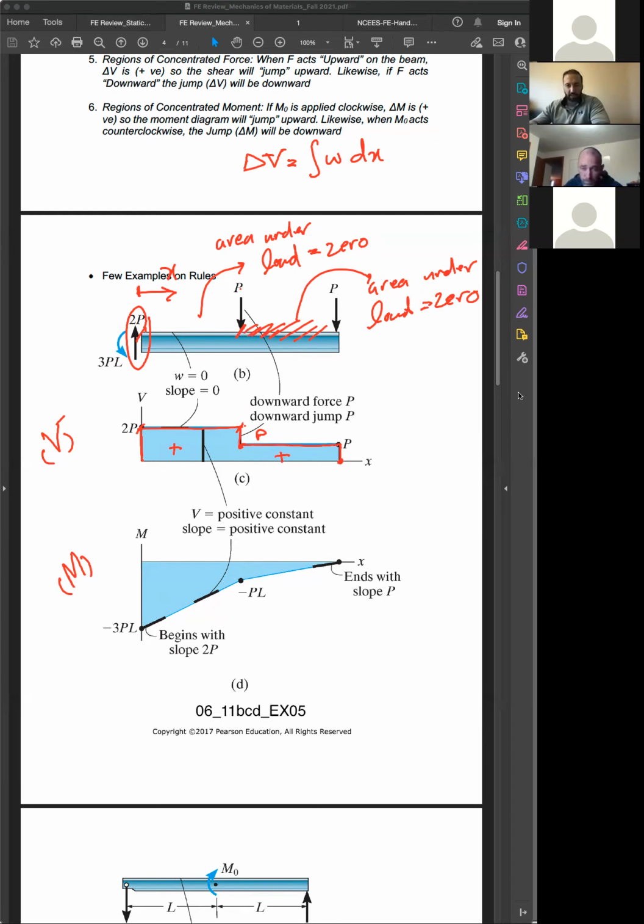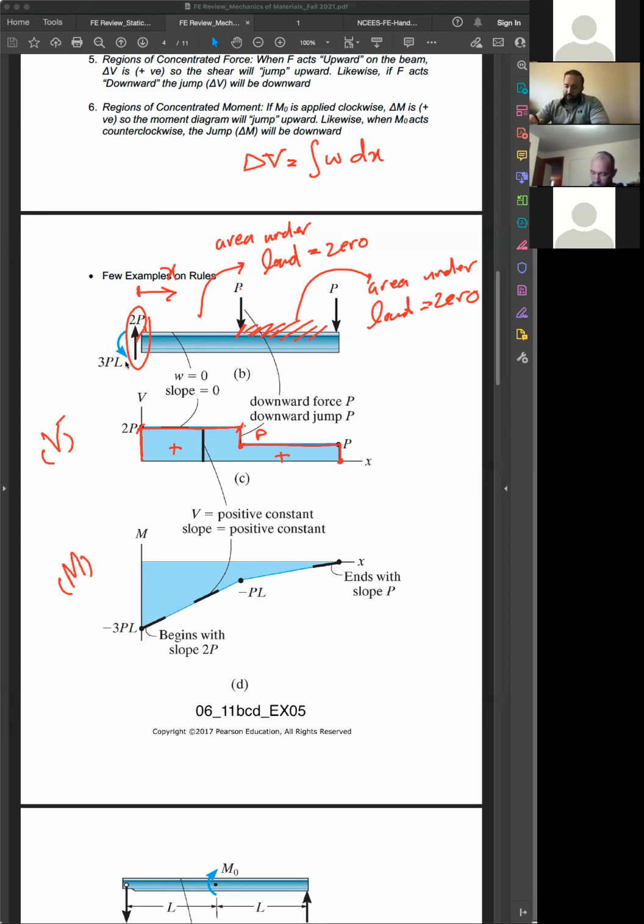This is the fastest way to draw a shear moment diagram. Knowing this couple of keywords I keep telling while I'm solving this problem would make this so easy. All right, let's go to the moment diagram.